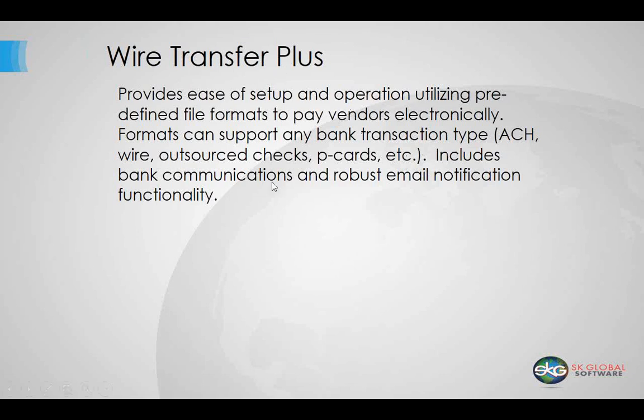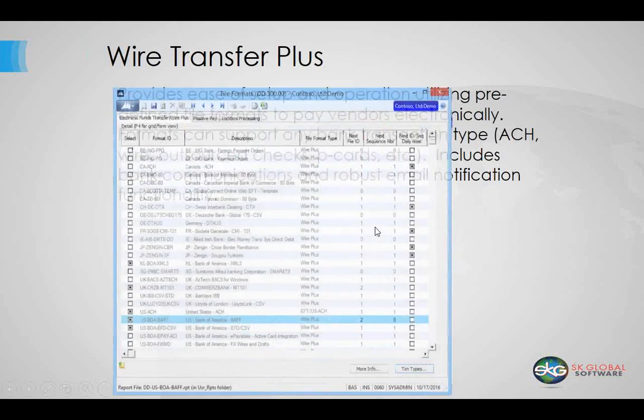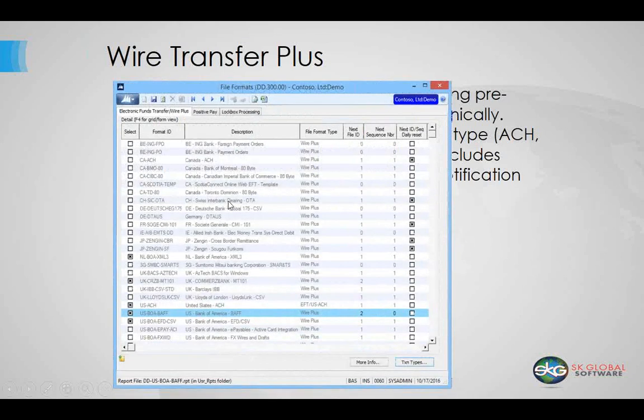It includes bank communications, just as we talked about, and the same kind of robust email notification functionality as well. In terms of formats, there are tens and tens of these formats. They're quite a bit more complicated than Positive Pay formats, but we have a very nice library full of them. Certainly most of the U.S. banks. We do have a lot of banks. You can see here we've got banks in Belgium, Canada, Germany, France, Ireland, all around the world, Japan, UK, etc.